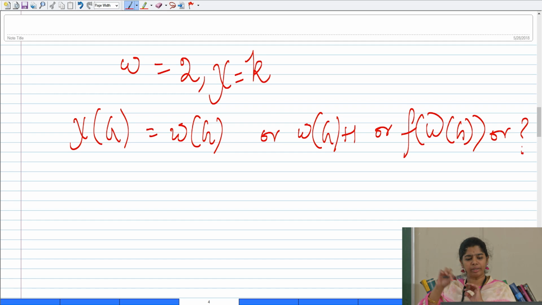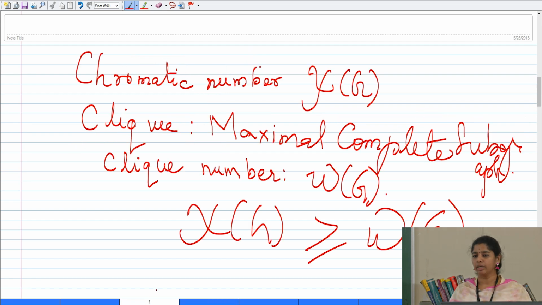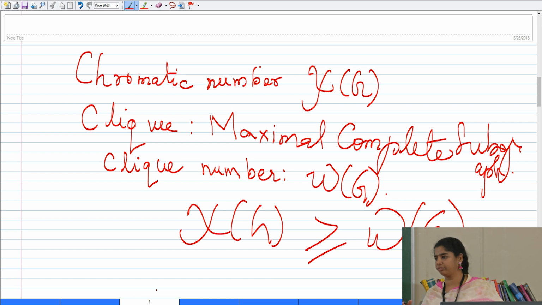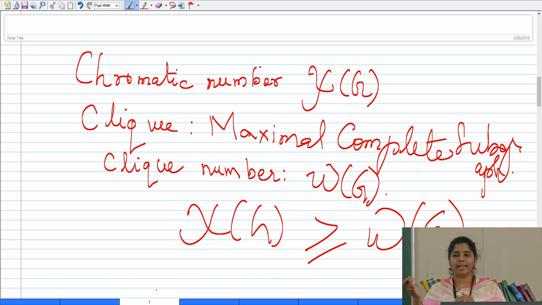So, can you think of an upper bound? In the previous page we have given a lower bound, chi of G is greater than or equal to omega of G. What about the other end? Can I say I will require only these many colors? One trivial bound is n. If n is the number of vertices, we will require at most n colors. Is there any other tighter bound I can think of?